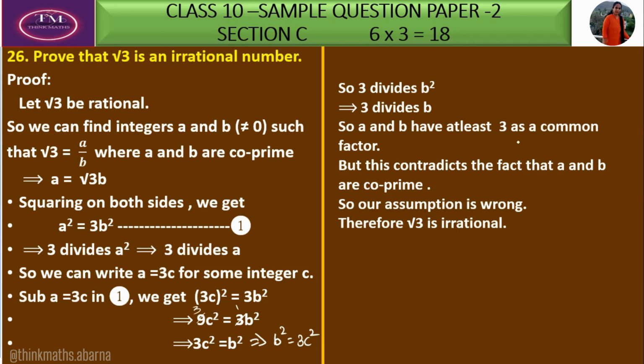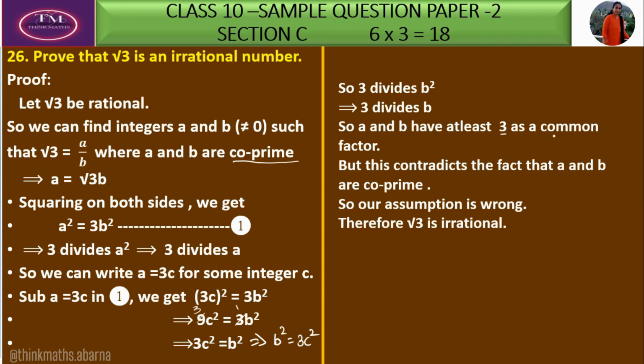We got 3 as a common factor for both A and B. But what did we assume? We assumed that A and B don't have any common factor other than 1. But we have a common factor 3. So this is because our assumption is wrong. What did we assume? We assumed root 3 is rational. But this contradicts the fact that A and B are co-prime.